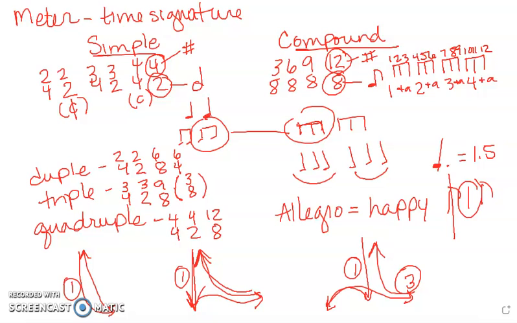This unit, more than the last unit, has just a lot of vocabulary. So as you're going through the exercises, I would encourage you to start using some of the vocabulary, especially if you're not used to using it, and especially when it comes to simple versus compound, duple, triple, and quadruple, and then some of the tempo words, just so that it becomes second nature, and then you can start applying it to your own practice.